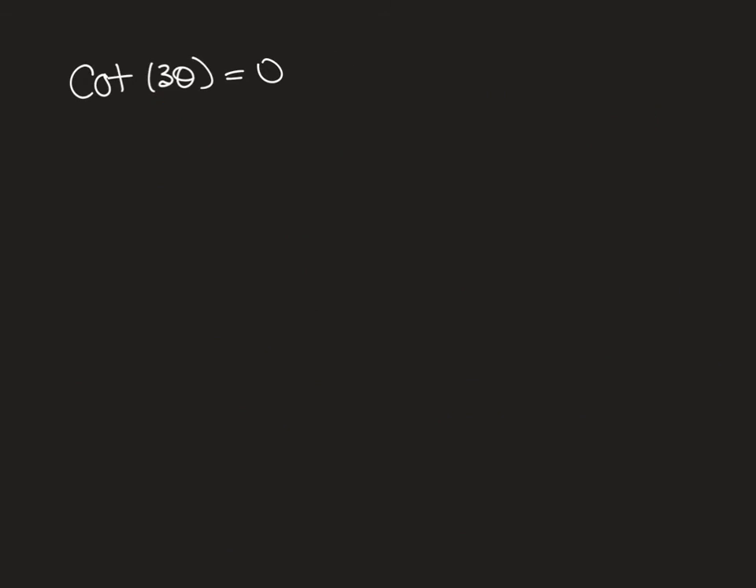Okay, next one. All right, cotangent of 3 theta equals 0. Okay, and here's the thing. You can do a couple different ways. Remember, cotangent is x over y, right? And so basically, remember, for any fraction to be 0, you need the numerator to be 0. So you're looking for wherever your x is 0, and your x is 0 at pi over 2 and 3 pi over 2.